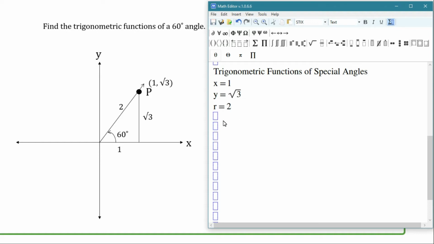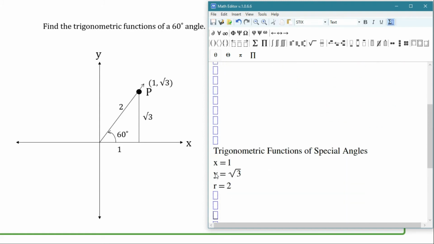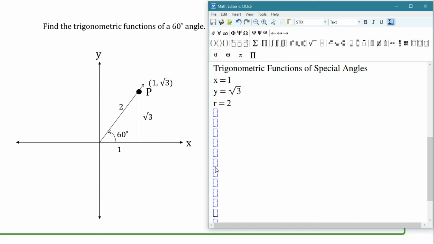Okay. In finding trigonometric functions of special angles, it is same with this one. We just consider those angles special in such a way that they have special relationship with their sides. Okay, so let us now try to find the first function, which is sine theta.